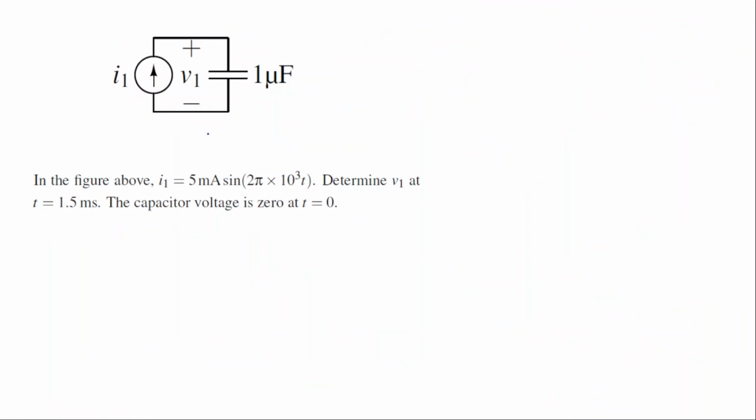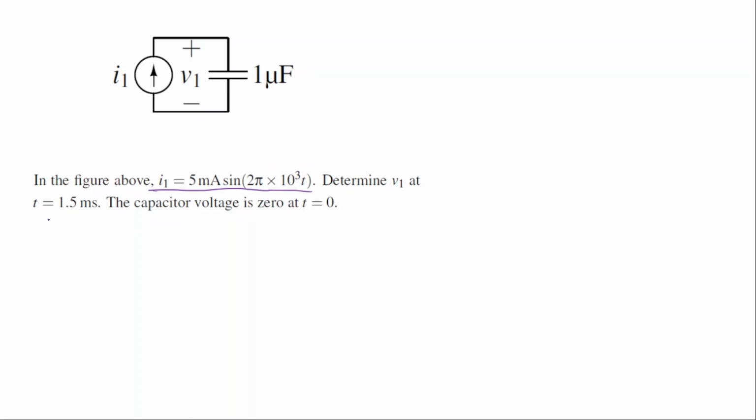This problem. Now, instead of this waveform, I1 is given as a sinusoidal function. In this figure, I1 is given as 5 milliampere sine of 2 pi into 10 to the power 3 t.